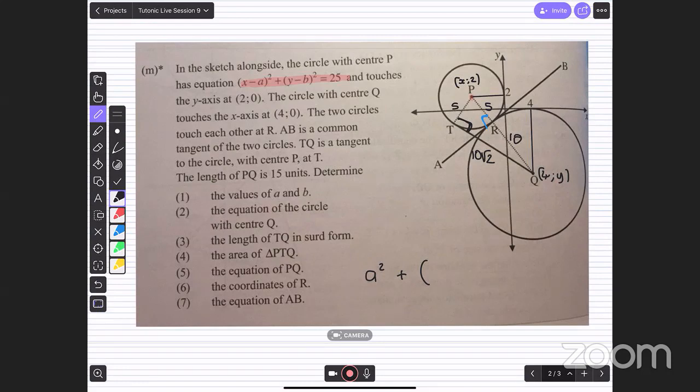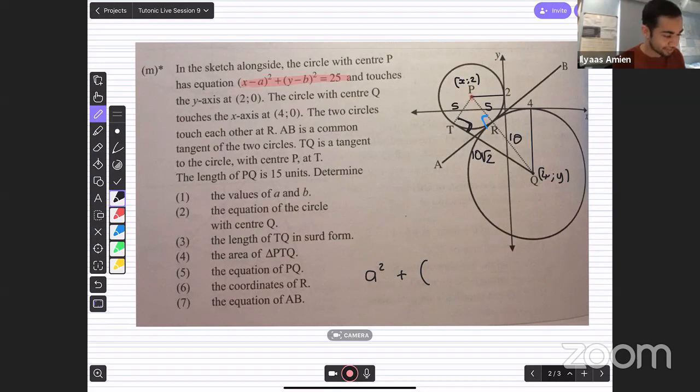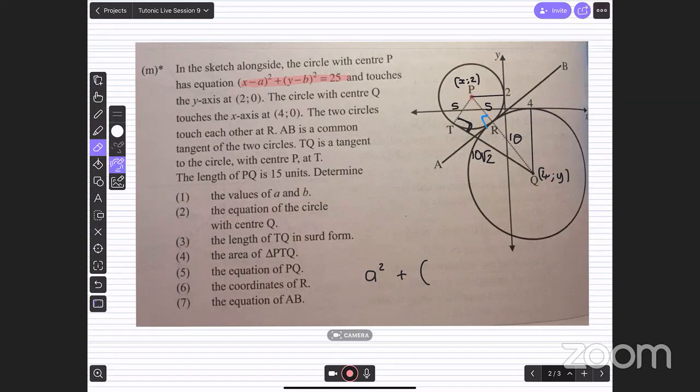2 minus 2. Well, yeah, 2 minus 2 squared, which is naught. Okay, then you say equals 25, then you square root, and then it's 5 or negative 5. Which one is it? 5 or negative 5? -5 because it's on the left hand side.